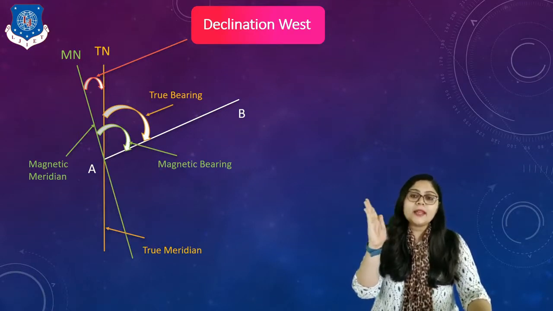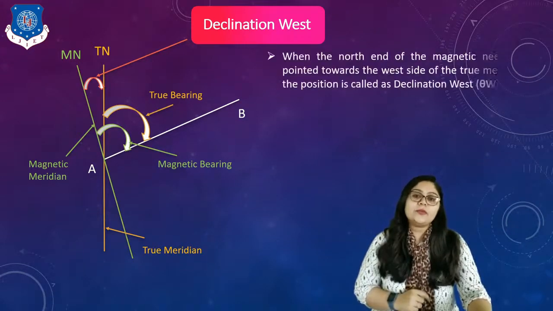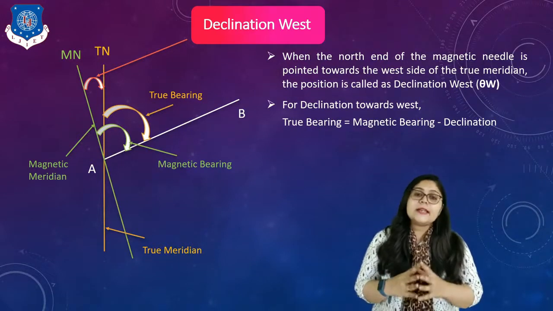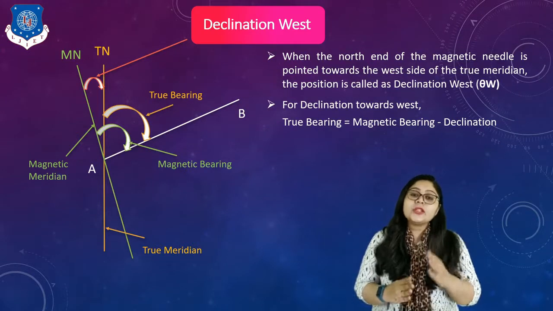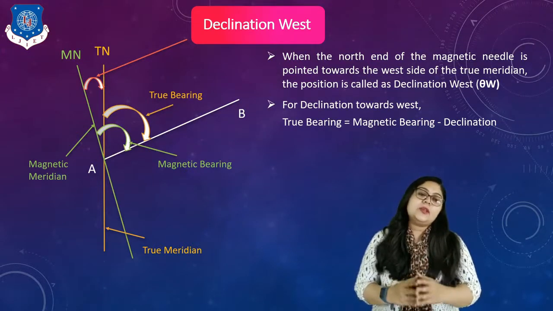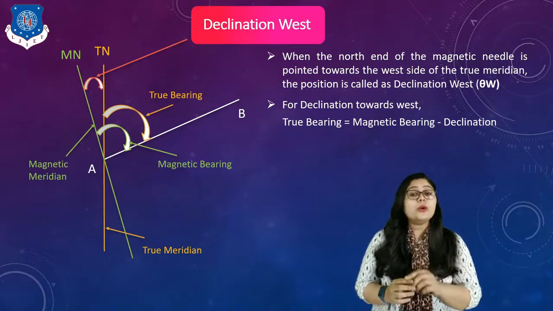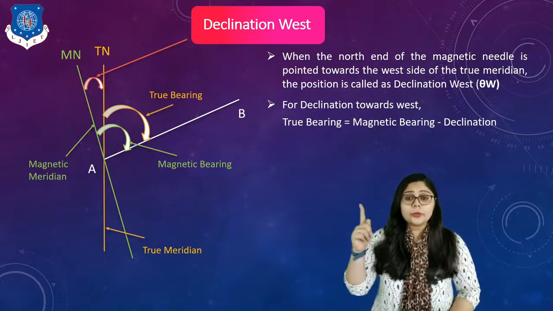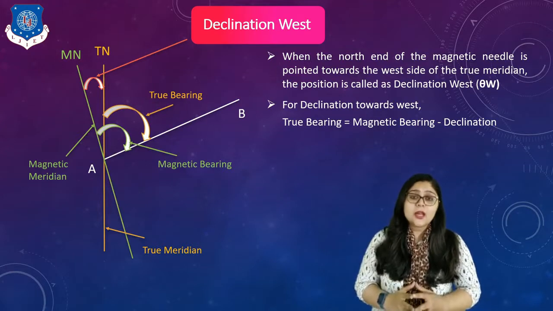So the angle is in the direction of the west. So it is known as the declination west. So I can say when the north end of the magnetic needle is pointed towards the west side of the true meridian, the position is called a declination west, theta w, right? Now, if you see over here in this figure, three terminologies are there. First is the true bearing, second is the magnetic bearing, and third is the declination, right? Here it is specifically declination west.